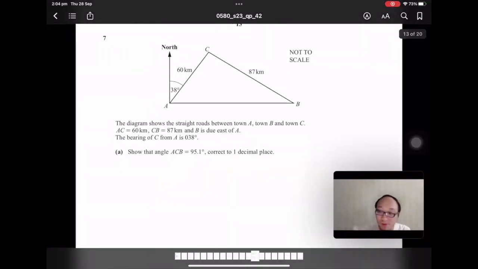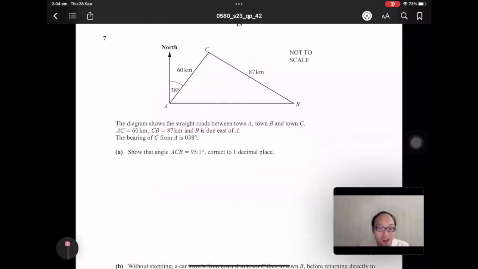Number 7. The diagram shows the straight road between towns A, B, C. B is due east of A. So this is 90 degrees. The bearing of C is 38. Show that angle ACB is 95.1. Okay, we have 38 there. And that means we have the angle A here will be 90 minus 38, 52.